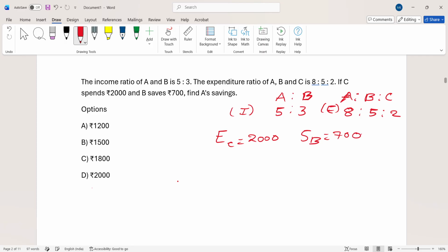In the question, what are they asking, guys? The savings of A. What is the formula for the savings of A? It is the income of A minus the expenditure of A.